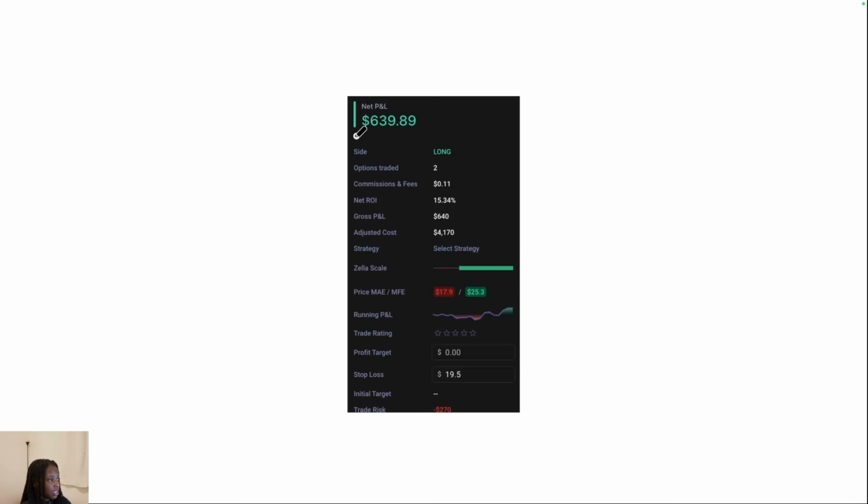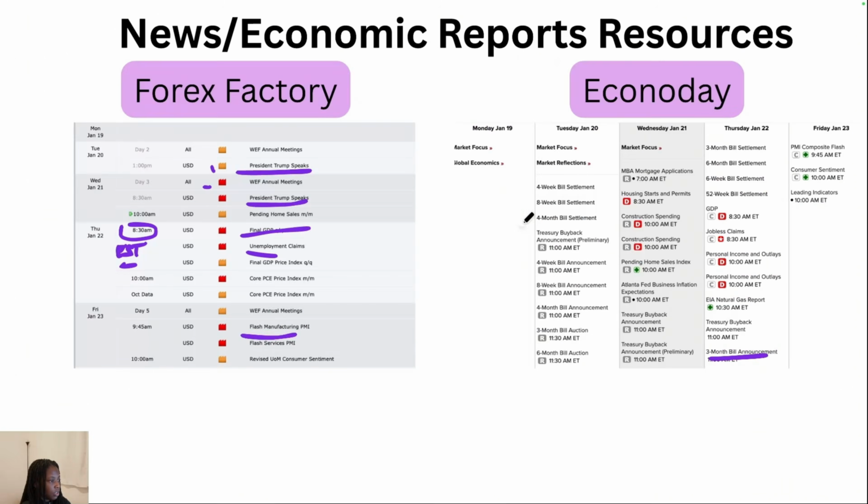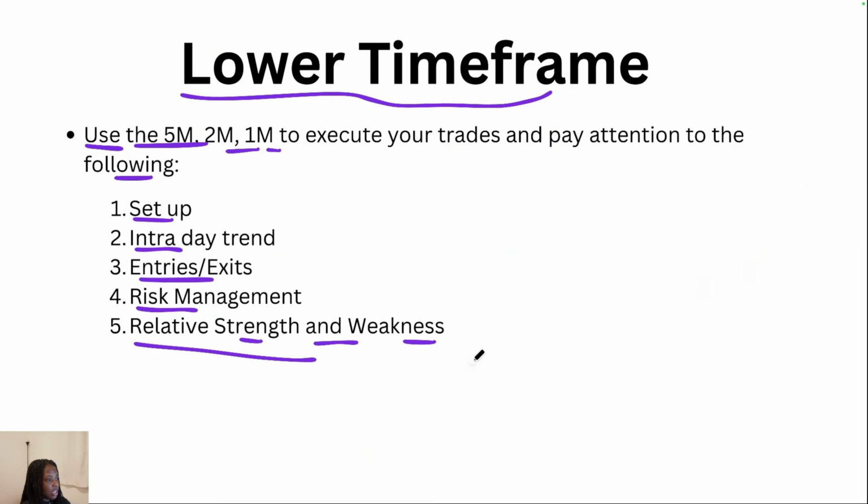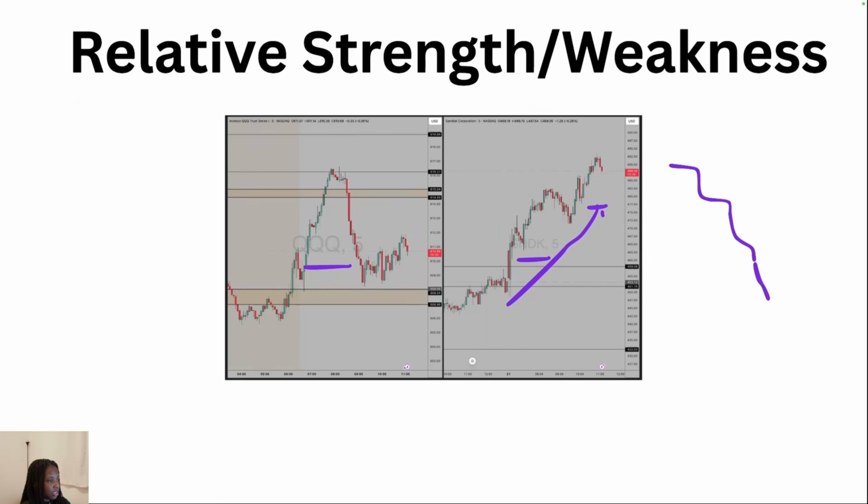Now, this is my P&L for a trade I actually took on SNDK using all I've explained to you. I saw that it was strong on all the time frames, and then I built my thesis and took a previous day's high retest on this name, and I made just over $600 trading it. So it works. I specifically put that name so I can show you that it actually works. And that's the cleanest example in a long time.